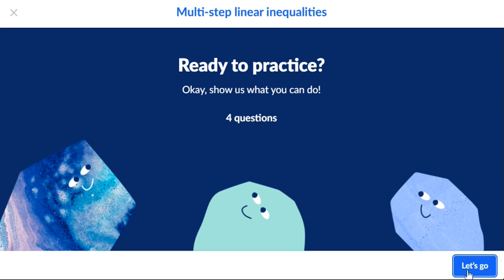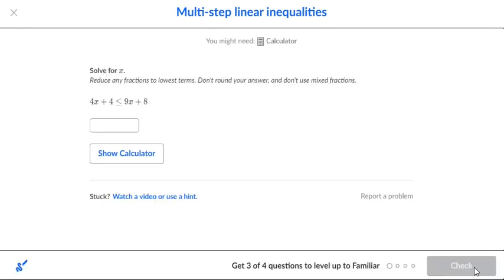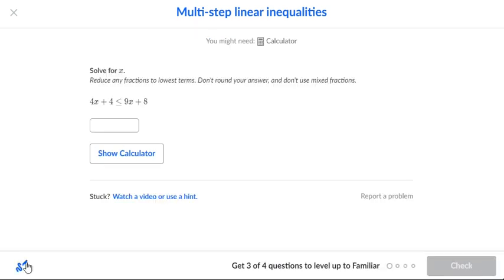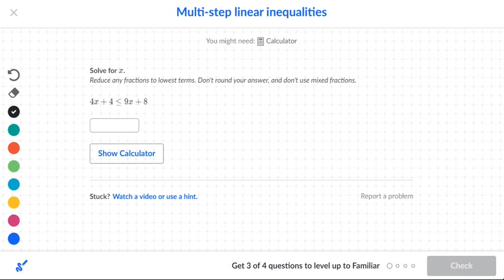Multi-step linear inequalities. Okay, so we have the following problem. We have 4x plus 4, then the inequality sign, then 9x plus 8. So we're going to say 4x plus 4, then our inequality sign, then our 9x plus 8. We're going to go ahead and use BCD.